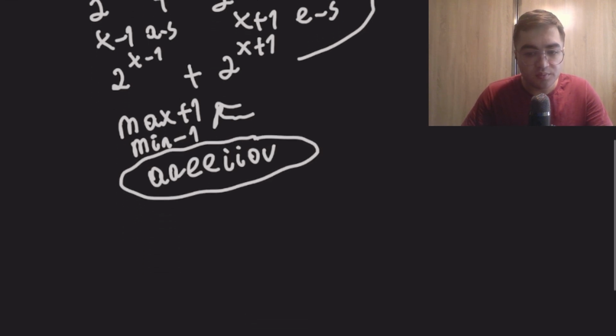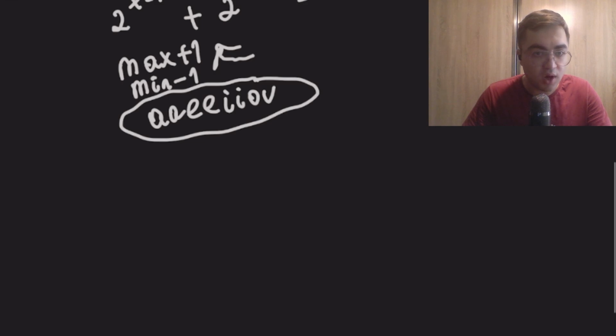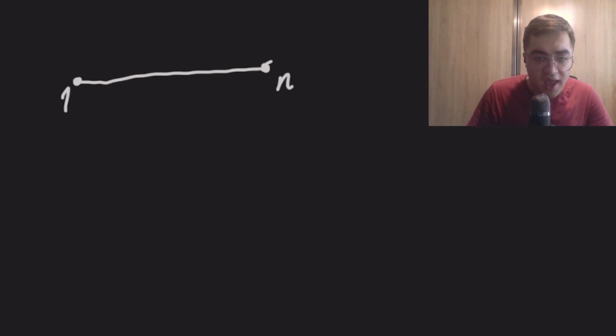Now we can move to the next problem, which is B1. In this problem, we are given a one-dimensional line where we have points from 1 to n. This is 1, this is n. n is smaller or equal than 10 to the power of 9. Now here we have 2 teachers, this is the easy version, and 1 student.